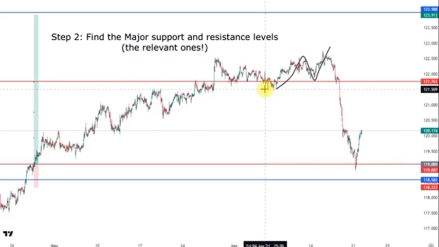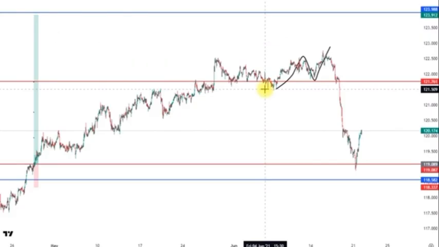So step number 2 is identify the major support and resistance levels. This is also really essential because support and resistance areas are areas where the market is most likely to react to. And in order to be prepared for that and to adjust your strategy to it, you have to know where those areas are. Then step number 3, go down to a smaller time frame and analyze the market there.